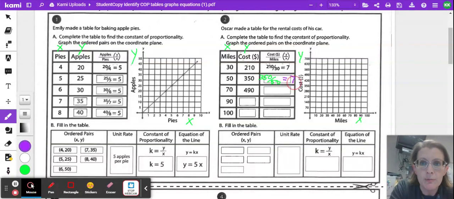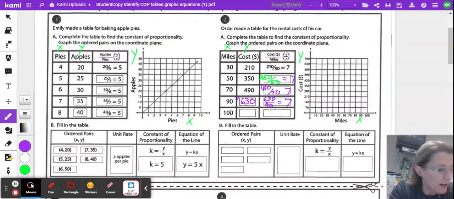So 350 divided by 50, we get 7. Now I look at the same thing here, y over x. For 630 divided by 90... I mean, 490 divided by 70, I still get 7. So now we have to actually figure it out. We are doing this backwards. So every mile is $7. So I can do 90 times 7 to get 630. Or you could do the proportion if you like the proportion way better. And 630 divided by 90 will be 7.